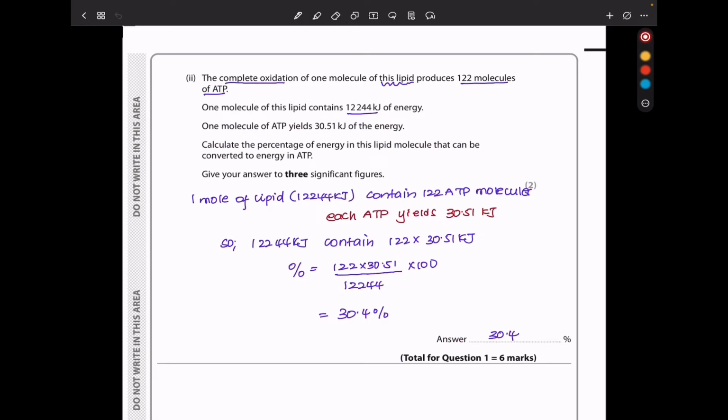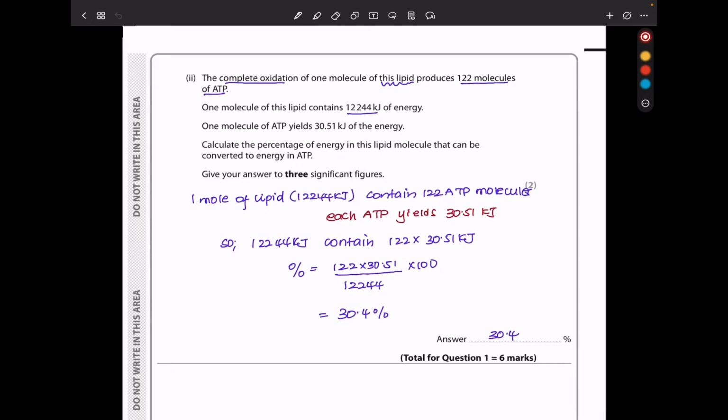Next, they say the complete oxidation of one molecule of this lipid produces 122 molecules of ATP. One molecule of this lipid contains 12,244 kilojoules of energy. One molecule of ATP yields 30.51 kilojoules of energy. Calculate the percentage of energy in this lipid molecule that can be converted to energy in ATP. They say give your answer to 3 significant figures.